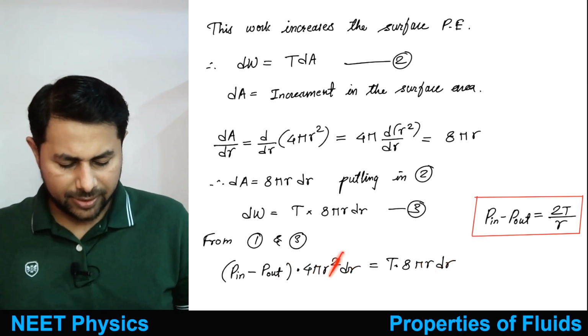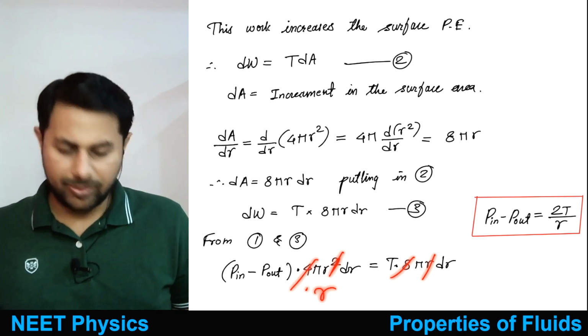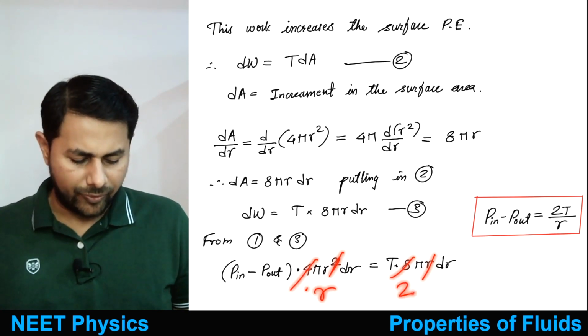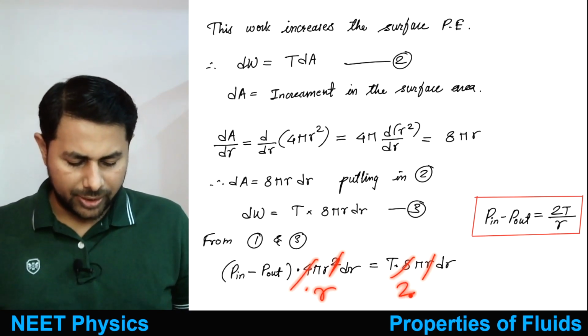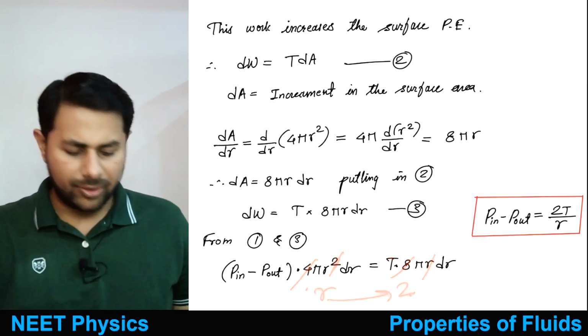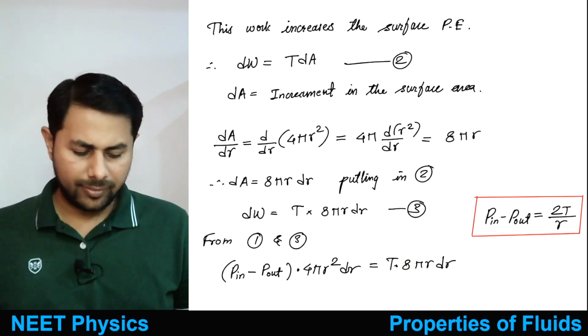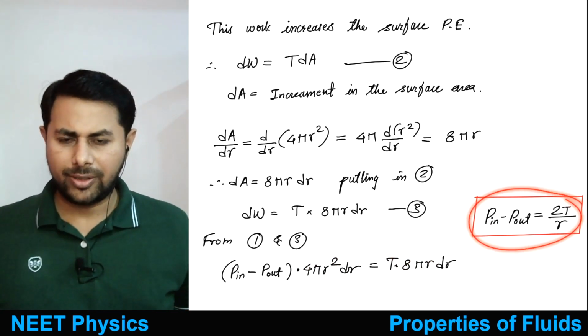This r square gets cancelled with this r. Then what remains here is r, because 8 by 4 will give you 2 on this side. So what remains is 2T, and if you move that R to the other side, P in minus P out is equal to 2T divided by R. This thing is clear, everyone?